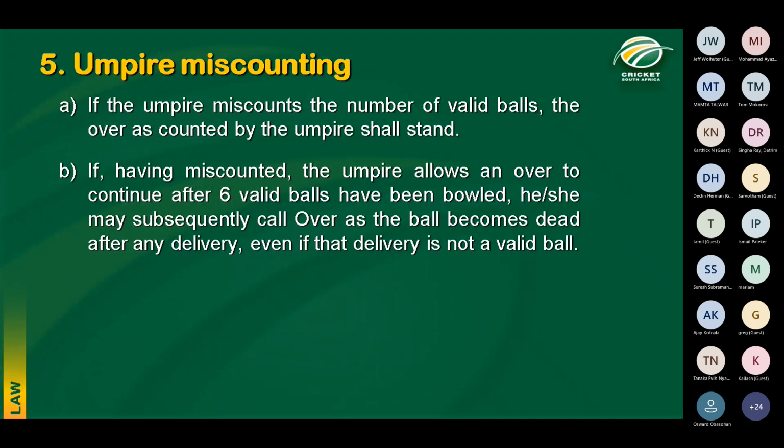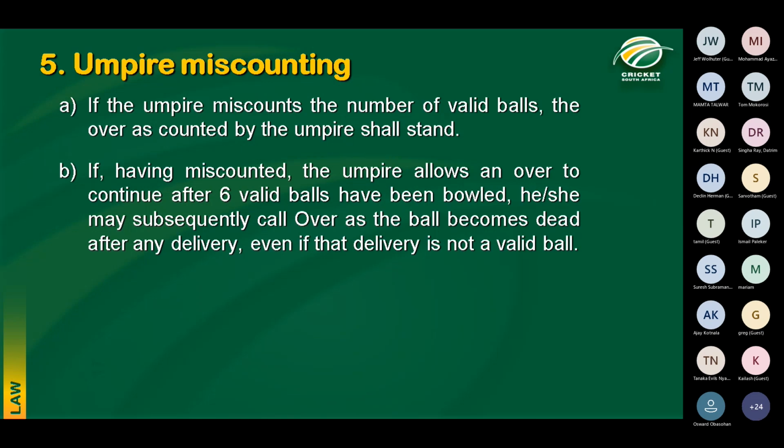Also, any run scored by the striker from that 7th ball that you've allowed will count, it will go towards the striker, and towards the batting side score as well. Even if the bowler takes a wicket from the 7th ball that you've allowed in the over, that wicket shall stand.